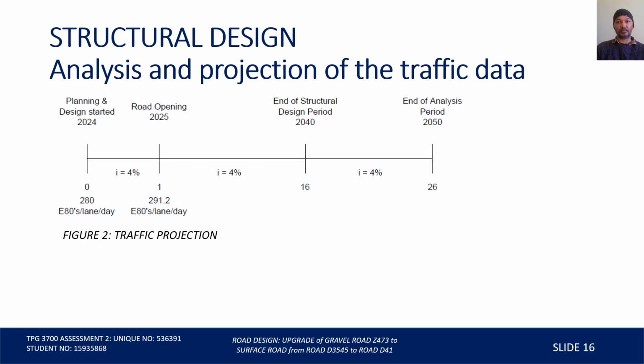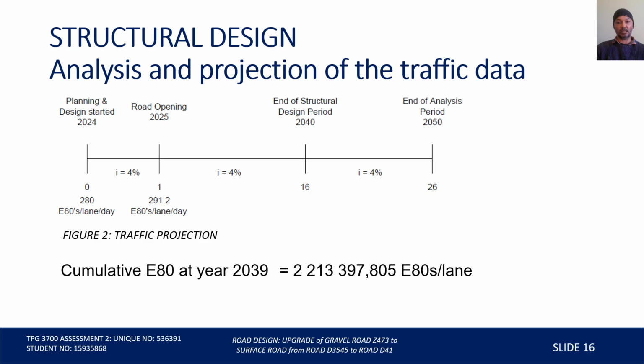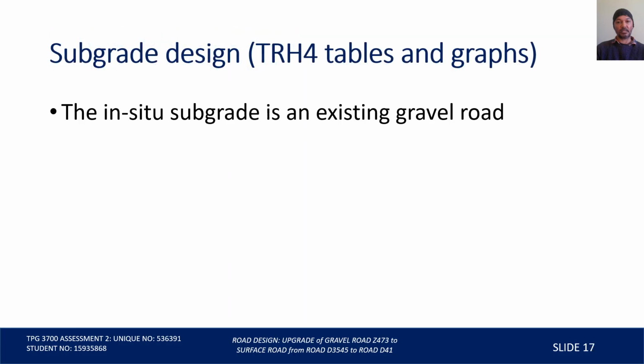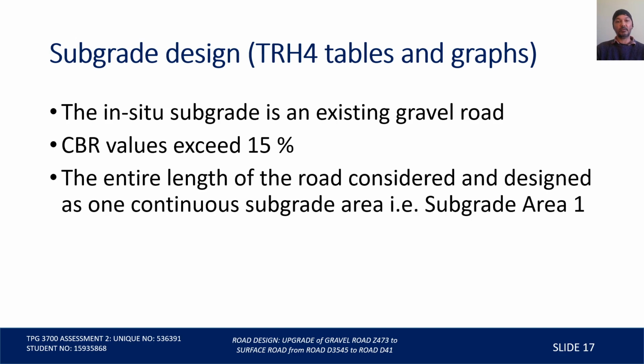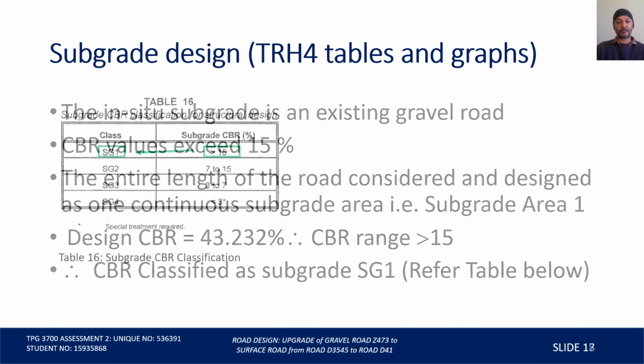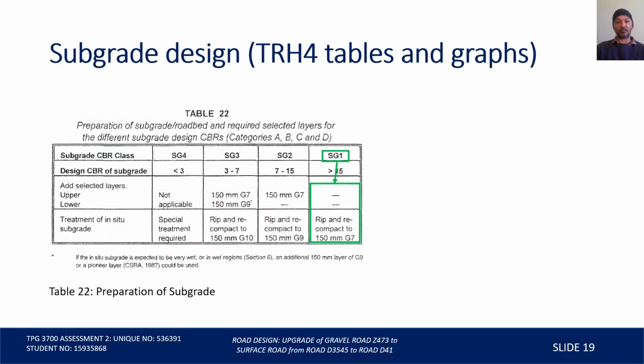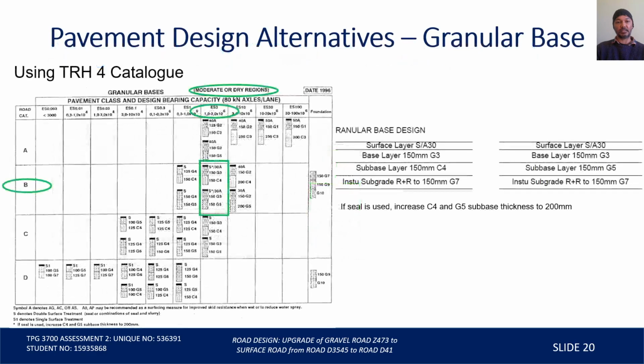That is the analysis and projection of the traffic. After doing that, more than 2 million E80s per lane was required, and this made it a pavement class of ES3. The in-situ subgrade is an existing gravel road. The CBR values all exceeded 15%, therefore the entire length of the road was seen as subgrade area 1. And for this, that required it to be ripped and recompacted to 150 millimeter G7.